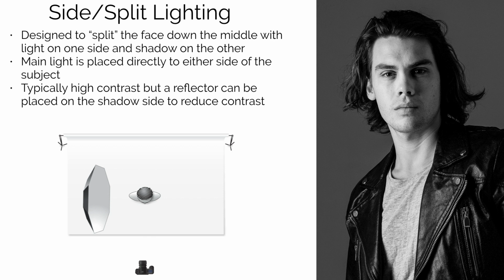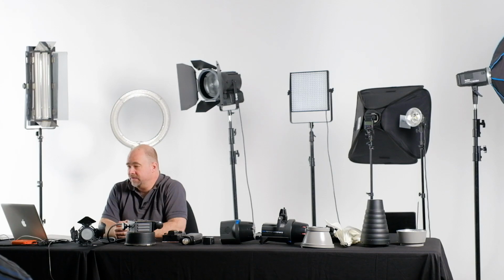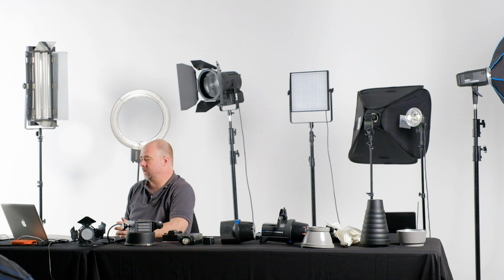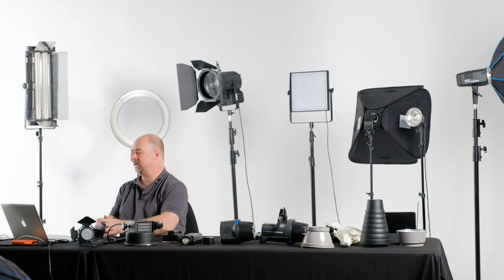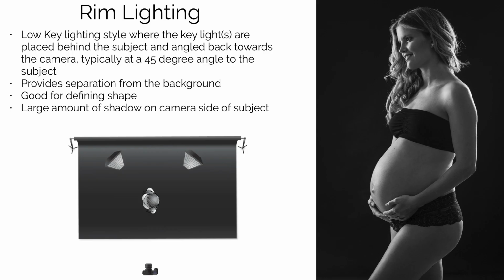So this is our side or split lighting, where we split the person right down the middle of the face. We're lighting one side and not the other. Again, this is common with males and less common with females. You can soften that shadow just by using a reflector. So you can see in that shot there is light bouncing back into the shadow side of his face. It's not totally black.